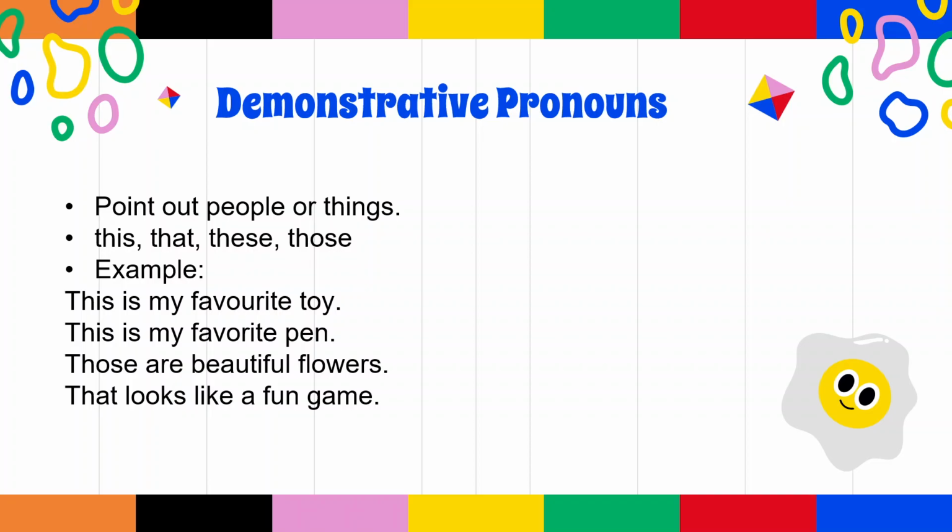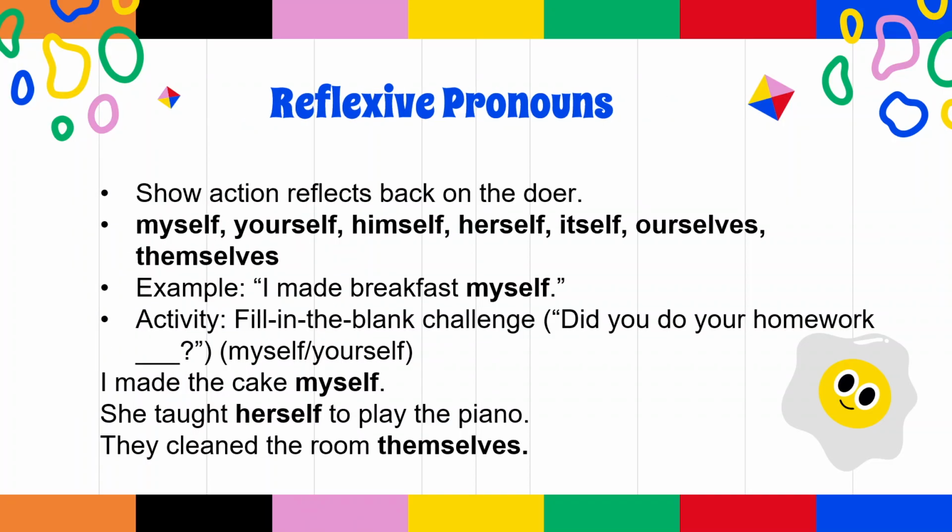Those are beautiful flowers. So here those are demonstrative pronouns. And finally, that looks like a fun game. So here that is the demonstrative pronoun. So here this, those, that in these 4 sentences are your demonstrative pronouns. So let's look at reflexive pronouns.